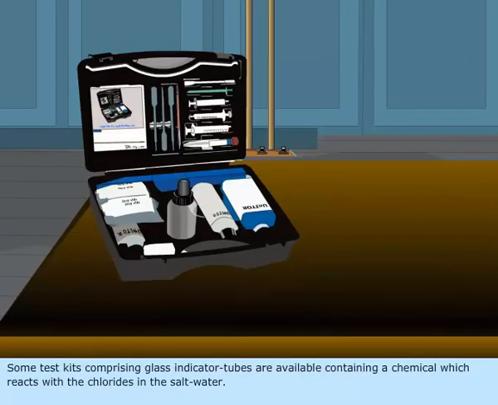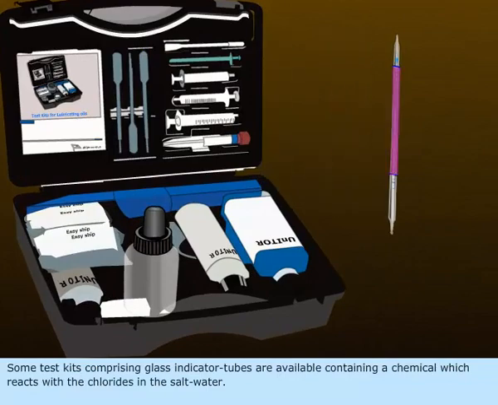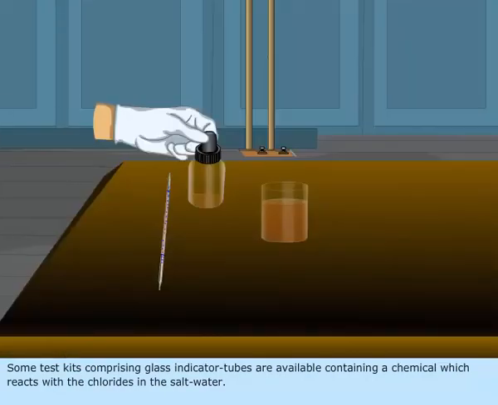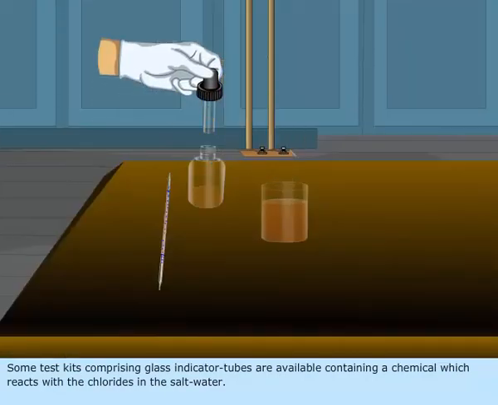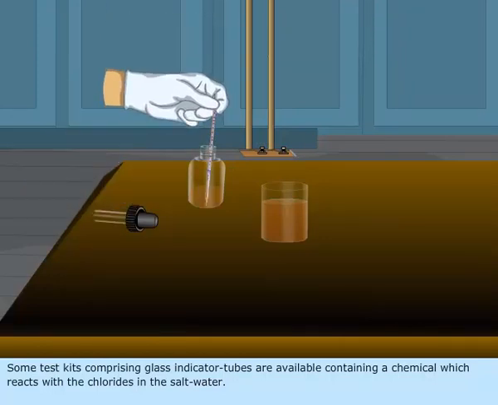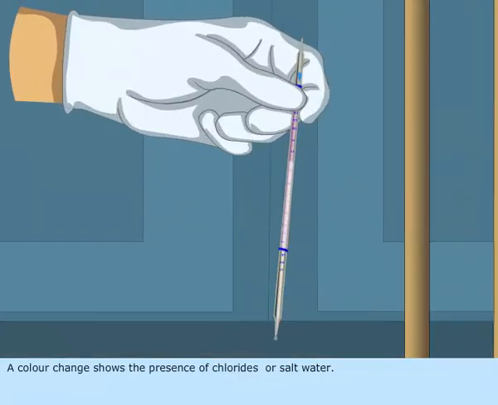Some test kits comprising glass indicator tubes are available containing a chemical which reacts with the chlorides in the salt water. A color change shows the presence of chlorides or salt water.